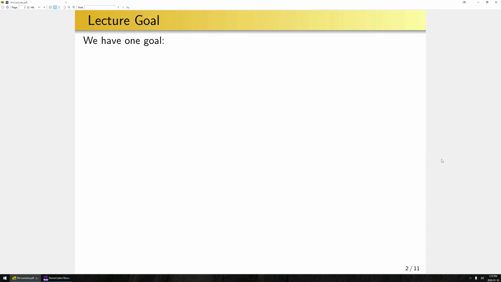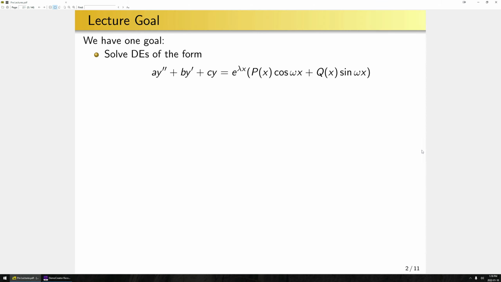So let's jump into it. For this lecture, we really have one goal. We want to extend what we've done before to solve differential equations of this form here. Recall previously, I didn't have this cosine and sine term. I just had either a polynomial on its own or an exponential times some polynomial. Here again, A, B, C are going to be constants.